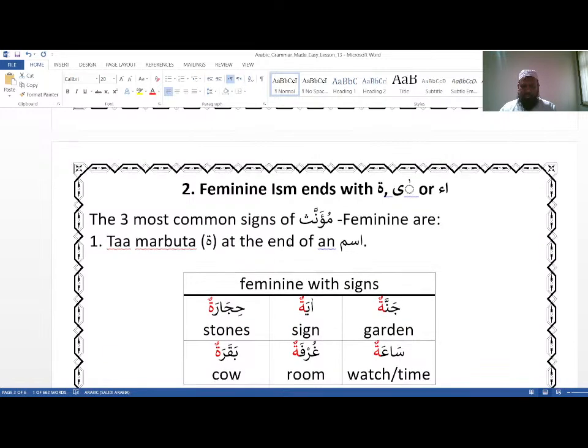Let's go through some examples. Jannatun, garden, we have the round ta at the end. Ayatun, hijaratun, stone, not stones, just stone. But these are all wahid isms. Sa'atun, watch or time. Ghurfatun, room. Baqaratun, cow.